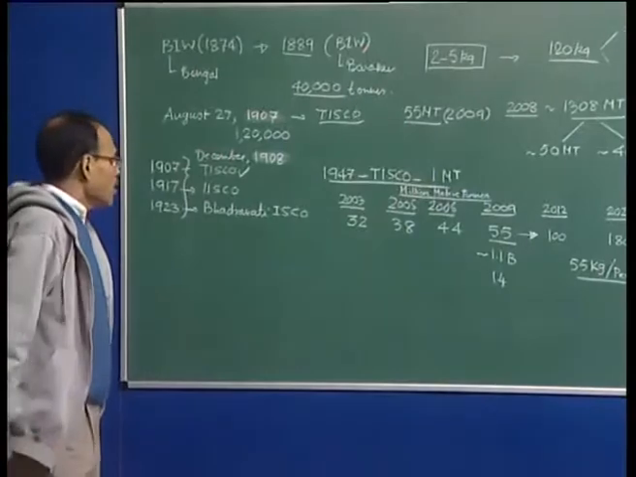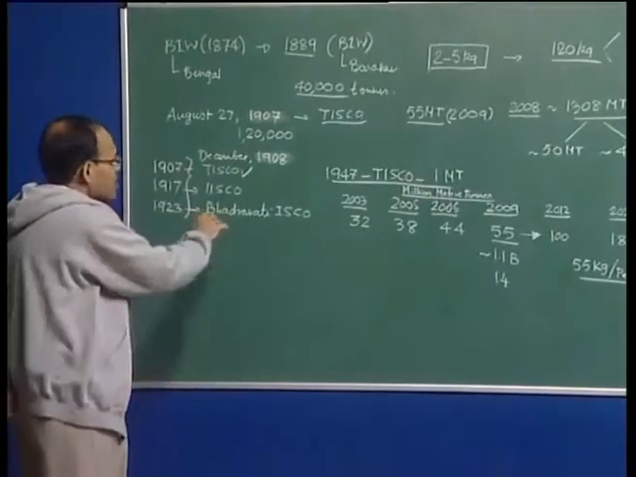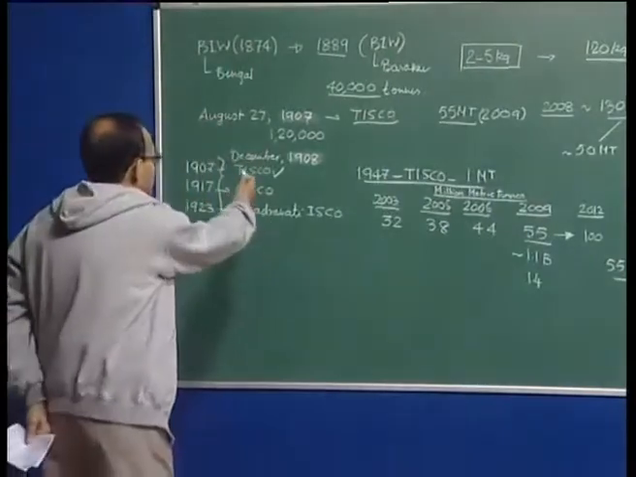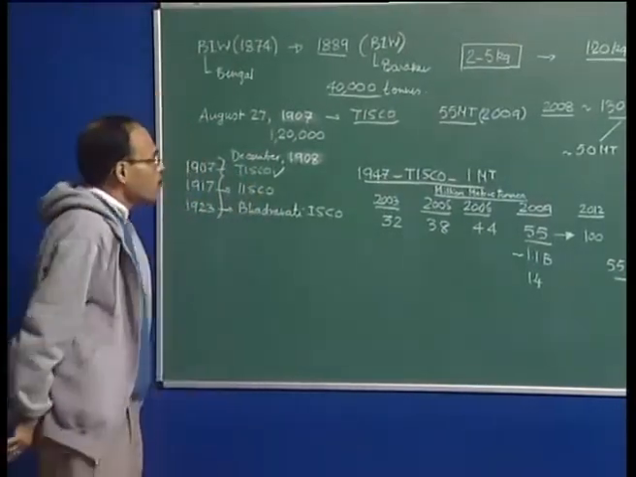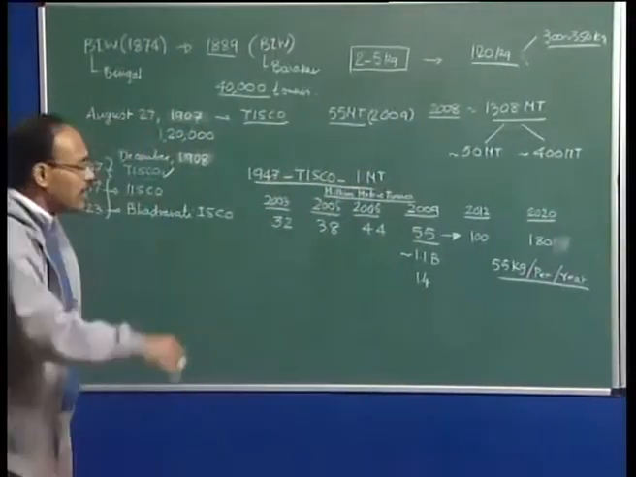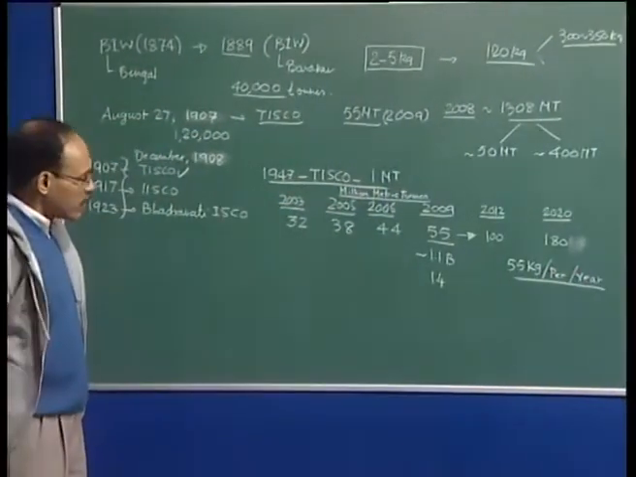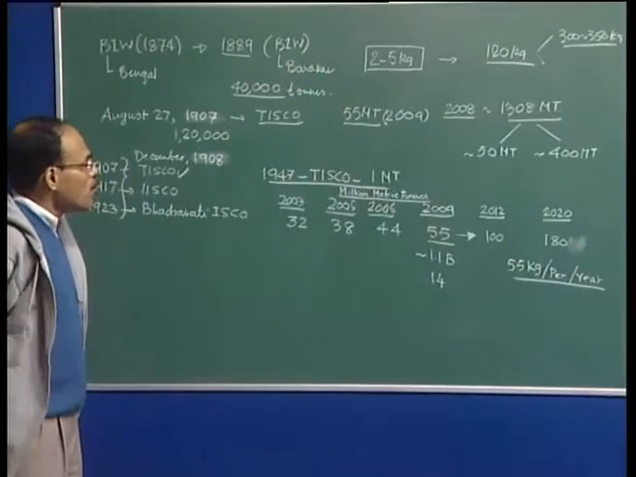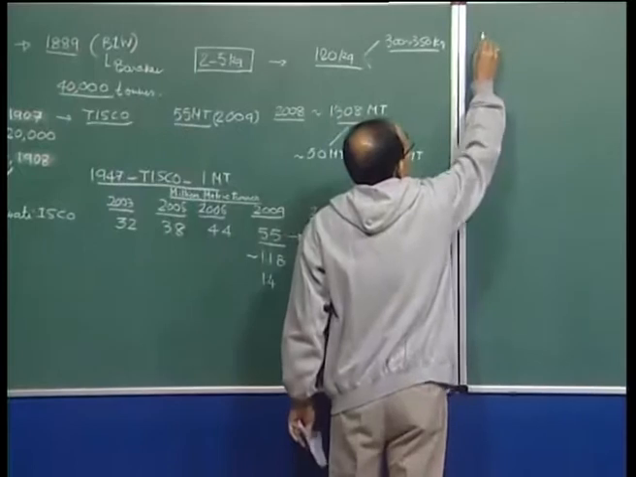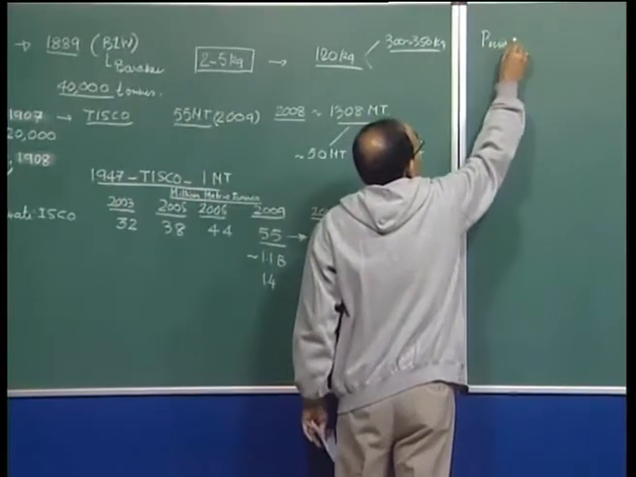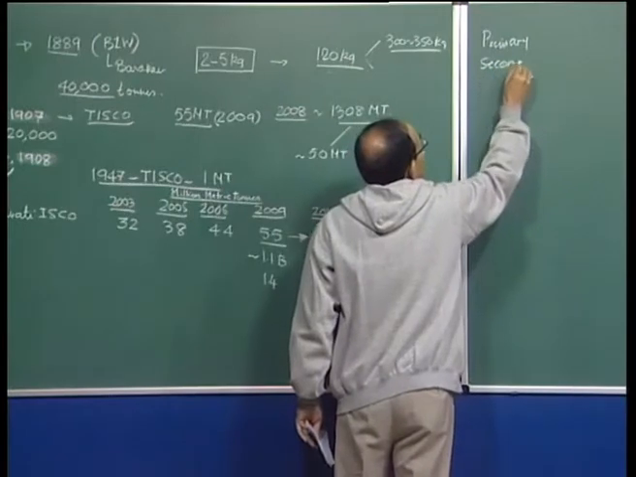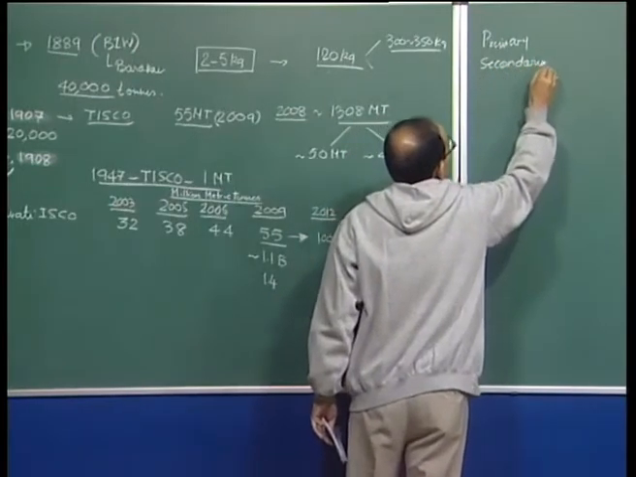Now, how is steel made in this country? Before independence, these are the three sectors. Now, we will examine everything in the perspective of the current domestic steel scenario. So we have basically in the country primary and secondary producers. That's where our steel comes from.